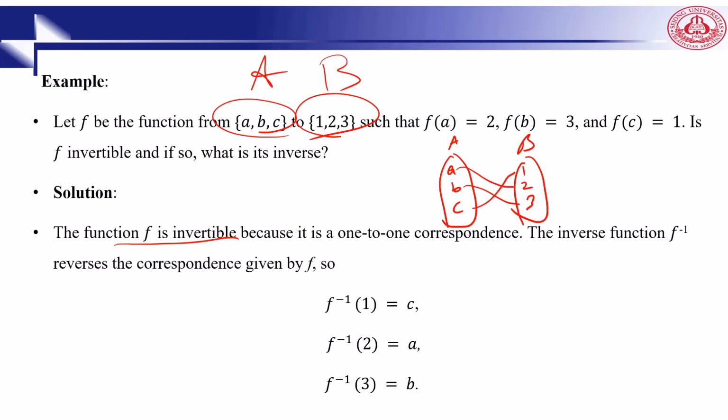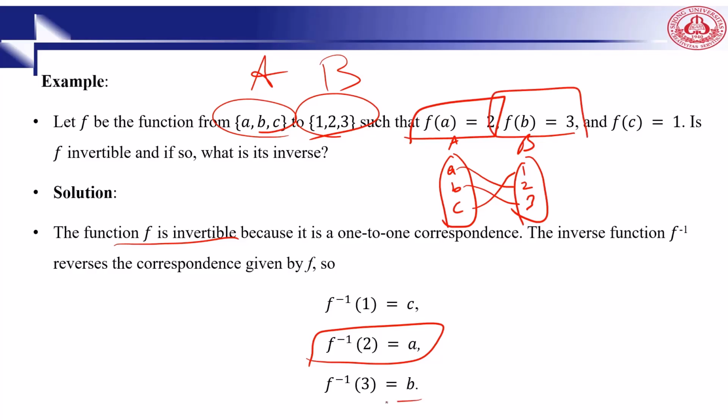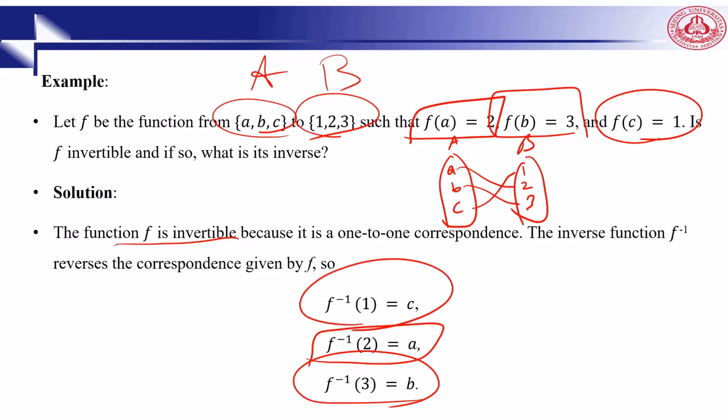And the inverse function goes the opposite side. Here we say f of a equals 2, so f inverse of 2 is a. Here we say f of b is 3, so f inverse of 3 is b. And here we say f of c is equal to 1, and f inverse of 1 is c.